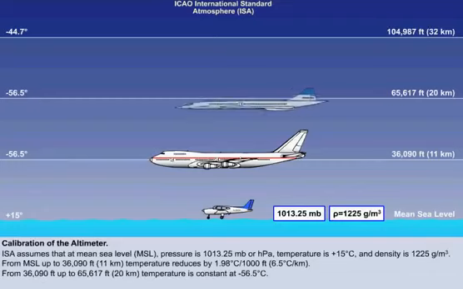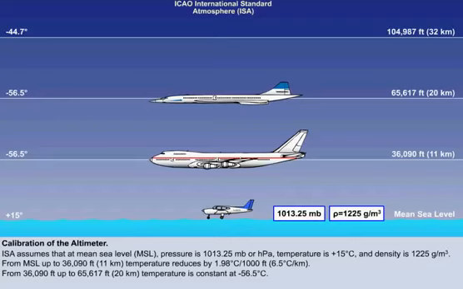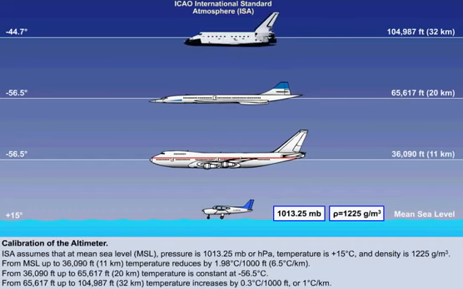Thirdly, that from 36,090 feet, or 11 kilometres, up to 65,617 feet, or 20 kilometres, the temperature is constant at minus 56.5 degrees Celsius. And finally, from 65,617 feet, or 20 kilometres, up to 104,987 feet, or 32 kilometres, temperature increases by 0.3 degrees Celsius per 1,000 feet, or 1 degree Celsius per kilometre.